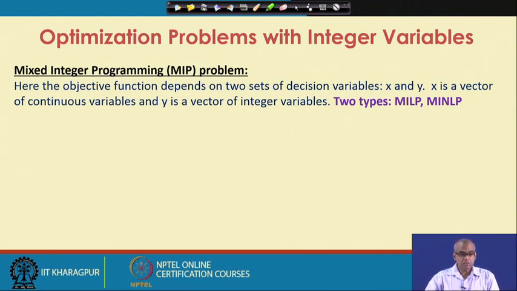So, let us first look at some of the classifications for those problems which contain integer variables. First, mixed integer programming problem is abbreviated as MIP problems. Here the objective function depends on two sets of decision variables x and y. X is a vector of continuous variables and y is a vector of integer variables. So, if your optimization problems contain both continuous variable and integer variables, we call this problem as mixed integer programming problem.